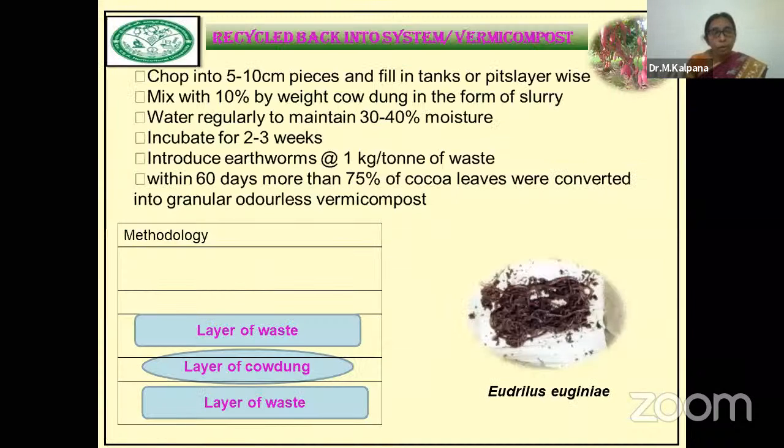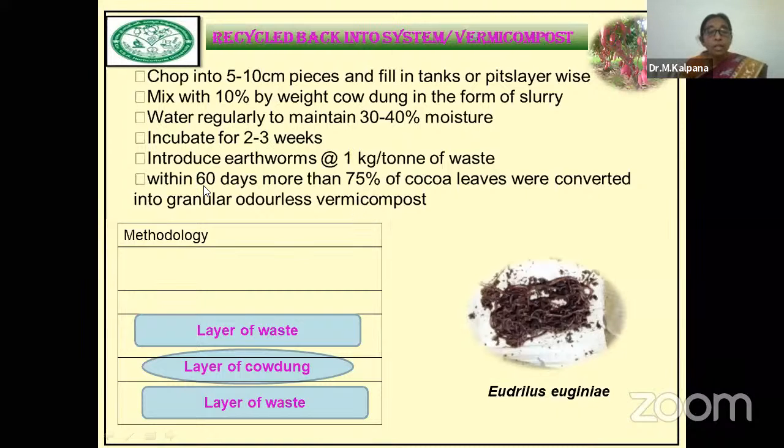Because of recycling back into the system, the CPCRI Research Station, Vittal, has standardized the technique for vermicomposting this farm waste obtained from cocoa. They used the Eudrilus species. They mixed this farm waste with 10% cow dung slurry, and they maintained the moisture for about 2 to 3 weeks. Then they introduced the earthworm species. 1 kg of earthworms is released for 1 ton of the waste.